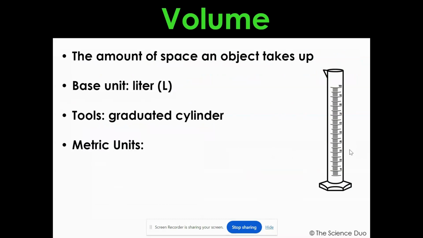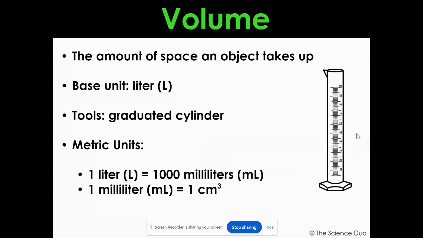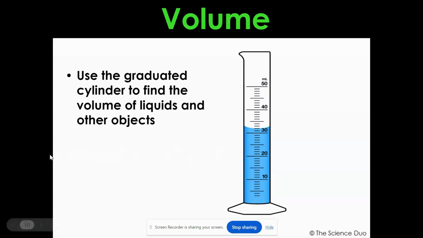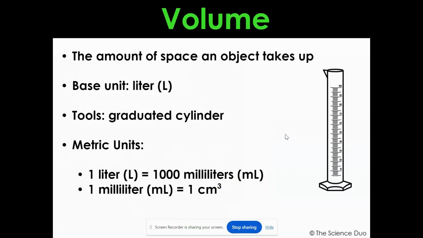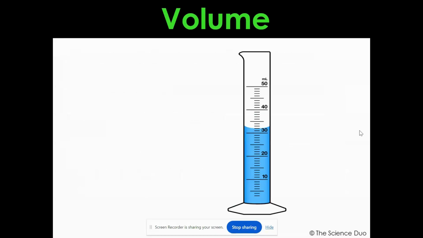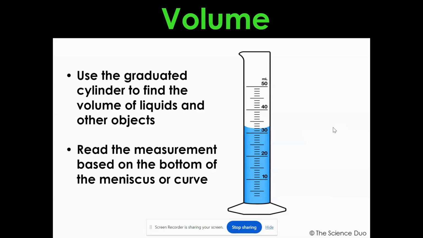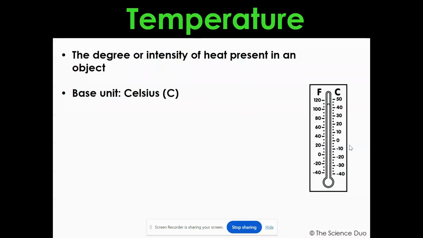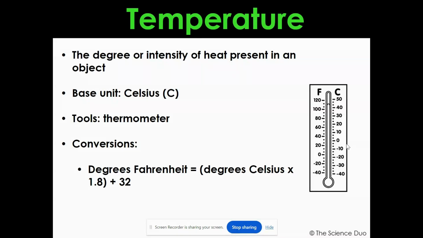Volume is the amount of space an object takes up, and we use a graduated cylinder to measure the volume of liquids. Liters is typically what we use, but if we're using really small numbers that don't equal a liter, we can always use milliliters. 1,000 milliliters is the same thing as 1 liter. Always use the meniscus, or the bottom of the curve, when using a graduated cylinder. And when measuring temperature, we use Celsius.